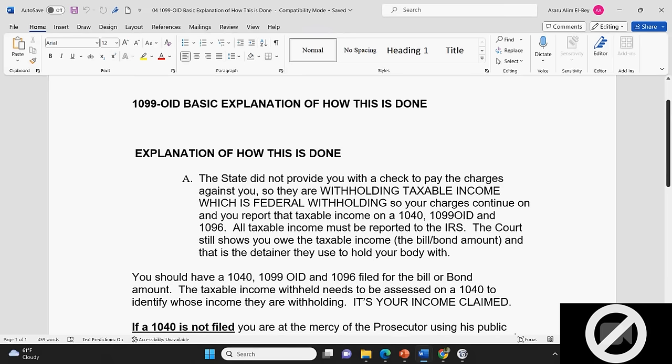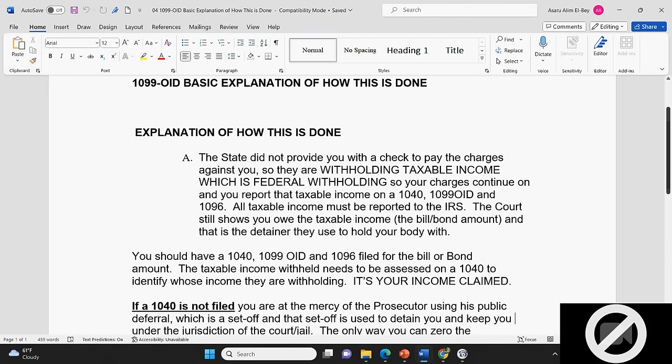Basically, the state did not provide you with a check to pay the charges against you. Of course, when you're in court, they specifically ask the question, do you understand the charges being brought up against you? And just like a credit card has charges, well, you run up those charges. So now you have bad credit. Well, how do I discharge the charges? Well, in the credit case, you'd use a 1099-C.